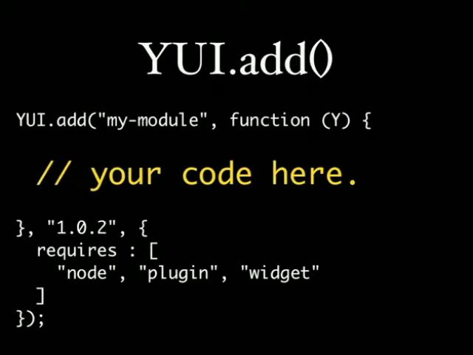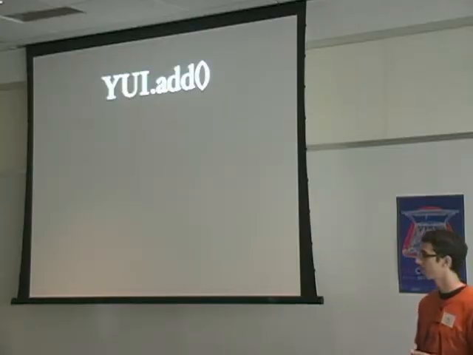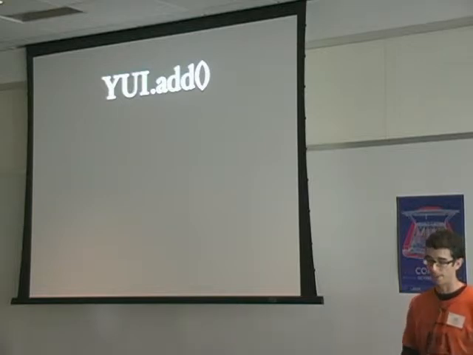So here I'm defining my module. I create a function, and that's where the magic happens. Give it a version number, and then a list of things that it requires, things that it depends upon. And when you do YUI.use, it's going to automatically pull in all the dependencies and attach it to that YUI instance.